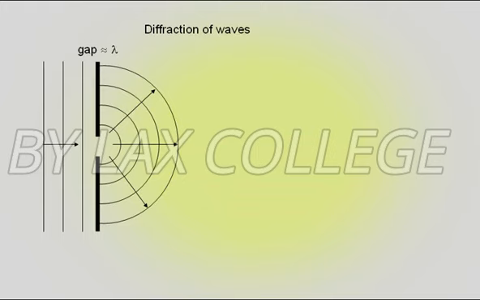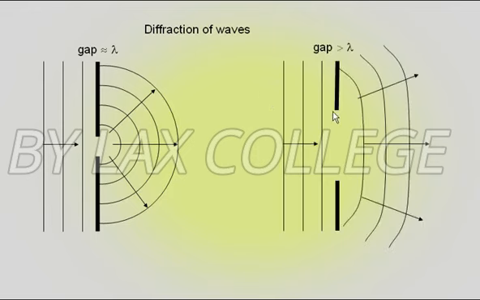This diagram shows us what happens when a wave meets a gap. We have a straight wave arriving from the left, and it meets a gap of a similar size to the wavelength of the wave. As the wave passes through, it spreads like this. This effect is called diffraction.